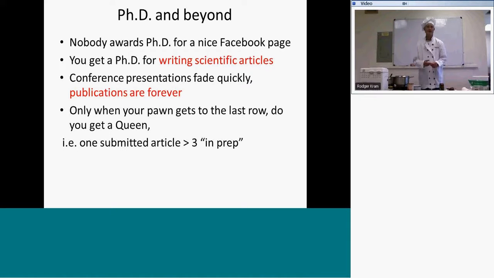Now, I use this final analogy here about chess. When you're playing chess and you march that pawn down to the last row, that's when it becomes a queen and you generally win the game. That's pretty much how the game design is. So one submitted article is better or more important than 3 with the dreaded in prep. When somebody sees too many in preps, it indicates this person doesn't get things done, and that's not a good sign. So get one submitted and then move on. Submitted means way more than in prep.